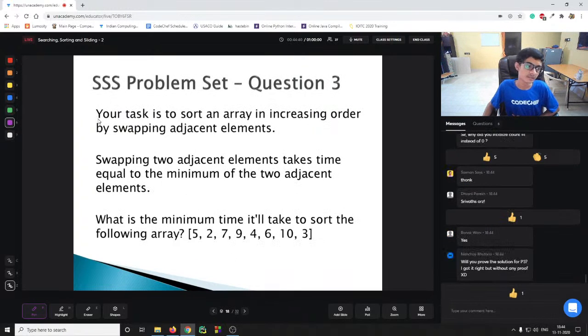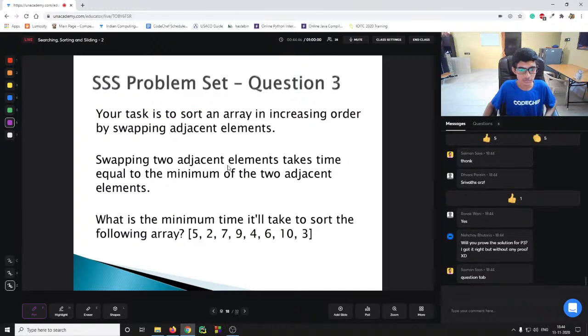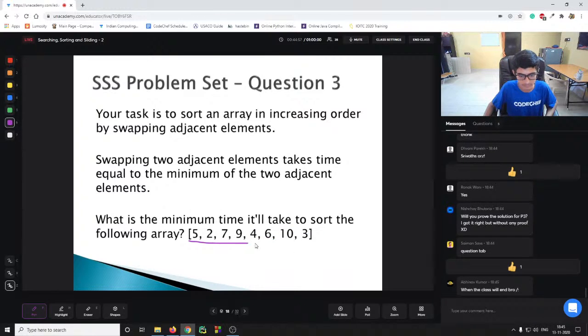So problem 3. Your task is to sort an array in increasing order by swapping adjacent elements. Swapping two adjacent elements takes time equal to the minimum of the two adjacent elements. So what is the minimum time it will take to sort the following array? And you are provided with this array.